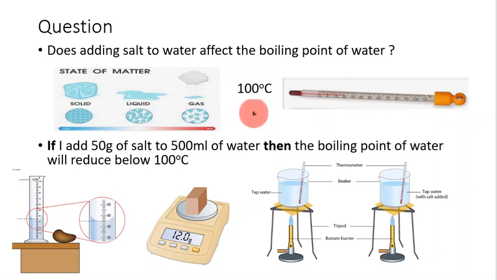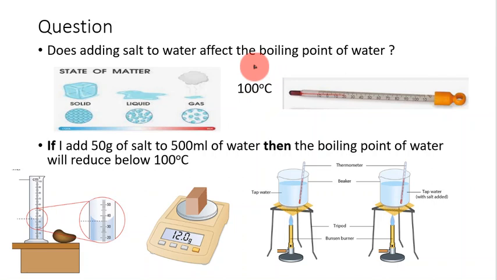So what we want to see is, if we take salt and we add it to water, will that actually change the boiling point of water? So will it increase the boiling point? For example, you'll need to heat it up to above 100 degrees, or will it actually lower the boiling point? So you might start to boil, changing from a liquid into a gas, at 90 degrees or 80 degrees Celsius. So that's what you're going to investigate.